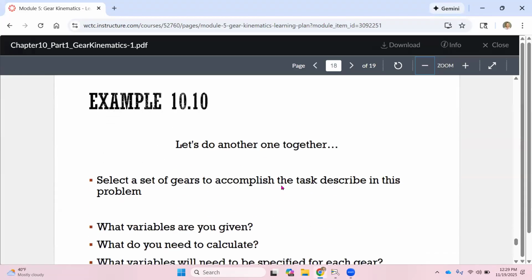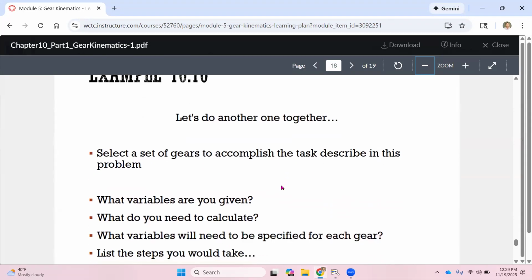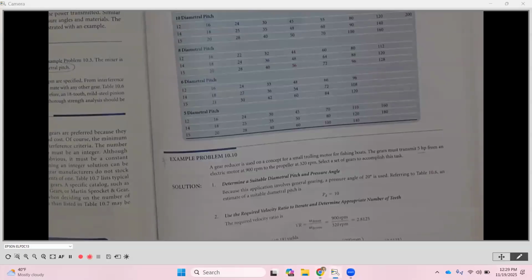Now, the next example we're going to do is going to be a little bit more involved. It's going to take it further, if you would. What we're going to do is actually select a full set of gears, two gears that are going to mesh with one another. And this is our example problem 1010. This is going to start at the bottom of page 277. And you're going to notice that it's right below that chart. So it's right here, example 1010.